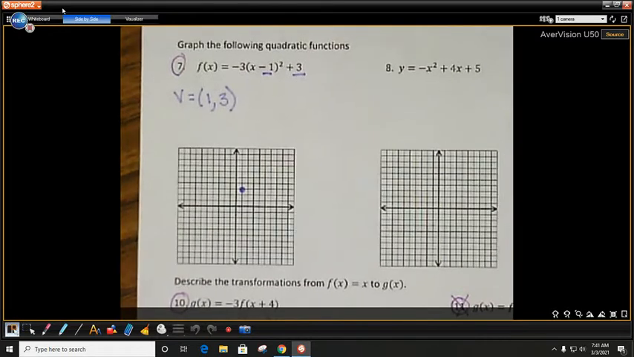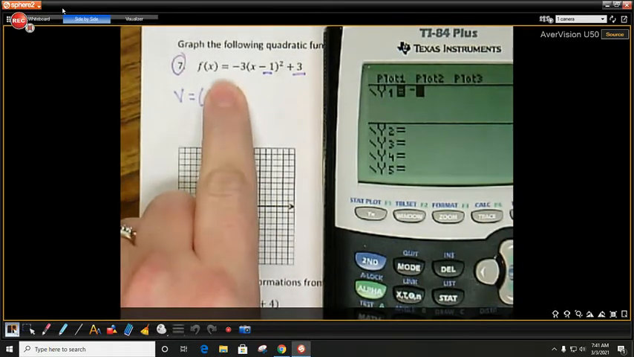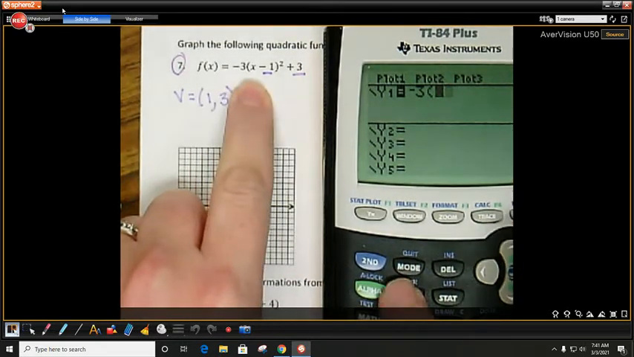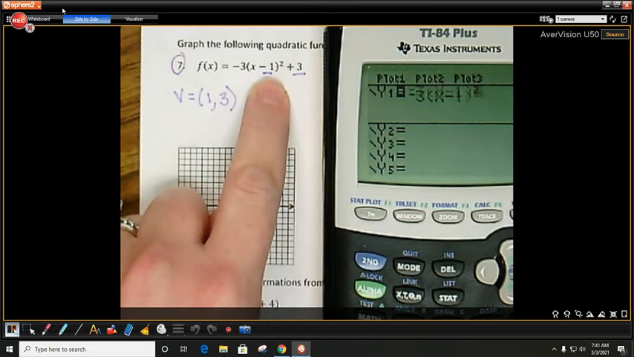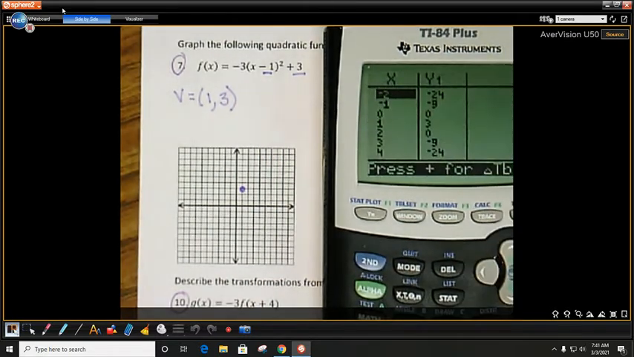Or you can just go to your calculator, and I'm going to type in the equation I see. Make sure you type it in exactly as you see it. So -3 times x minus 1 squared. Make sure the squared is on the outside of the parentheses, just like it is in your equation that's given to you. And then we're going to pull up the table.